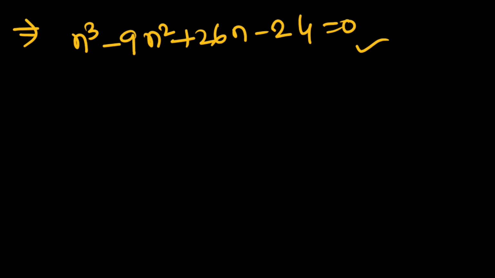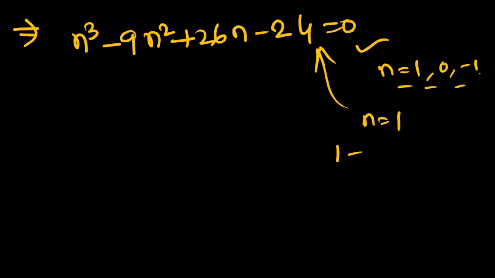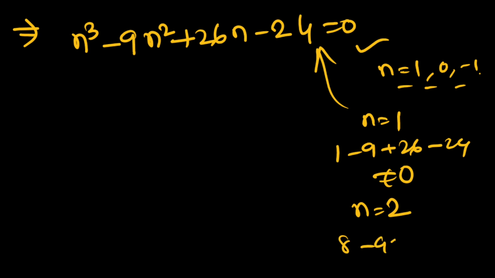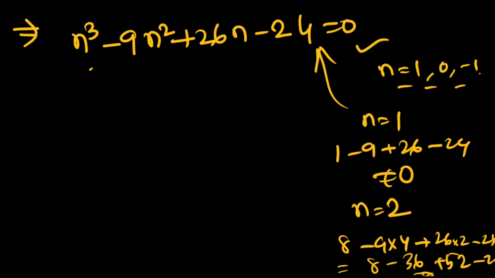So how to find the values of n in the cubic equation? We put values of n randomly, 1, 0, minus 1, etc. If we put n is equal to 1 in this equation, then 1 minus 9 plus 26 minus 24 is not equal to 0. So we check another value of n. Suppose n is equal to 2, that is 8 minus 9 into 4 plus 26 into 2 minus 24, that is 8 minus 36 plus 52 minus 24, that is actually 0. So n is equal to 2 is a solution of this equation.